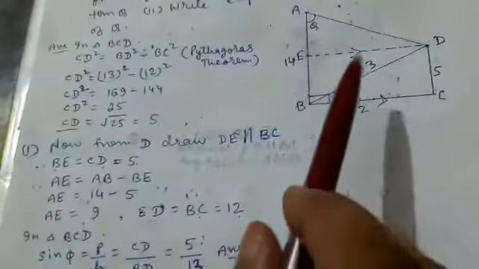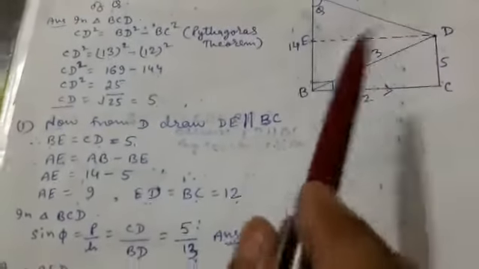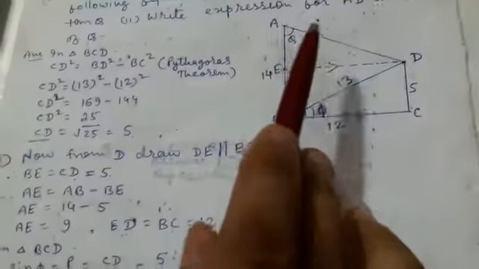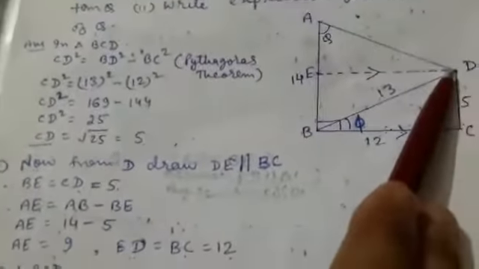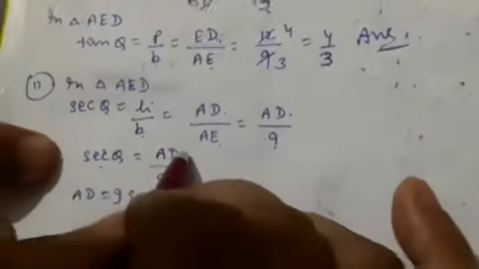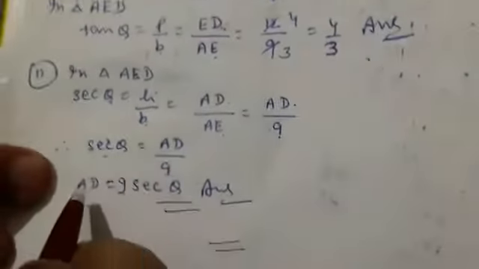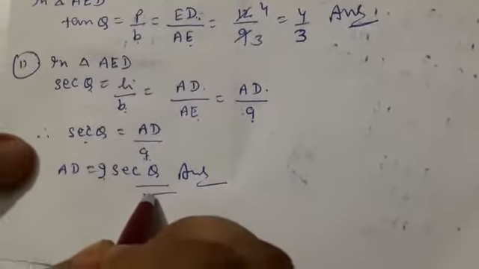Second part, in triangle AED, sec theta is equal to H by B. H by B means AD by AE. The value of AE is 9. So sec theta is equal to AD by 9. By making a cross multiplication, AD is equal to 9 sec theta. So this is our answer.